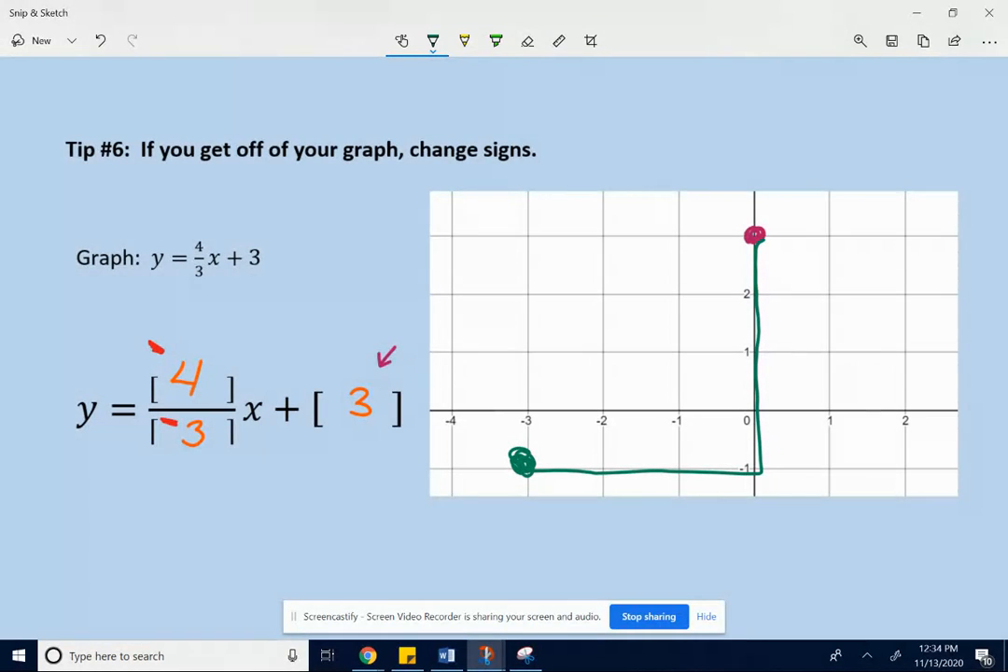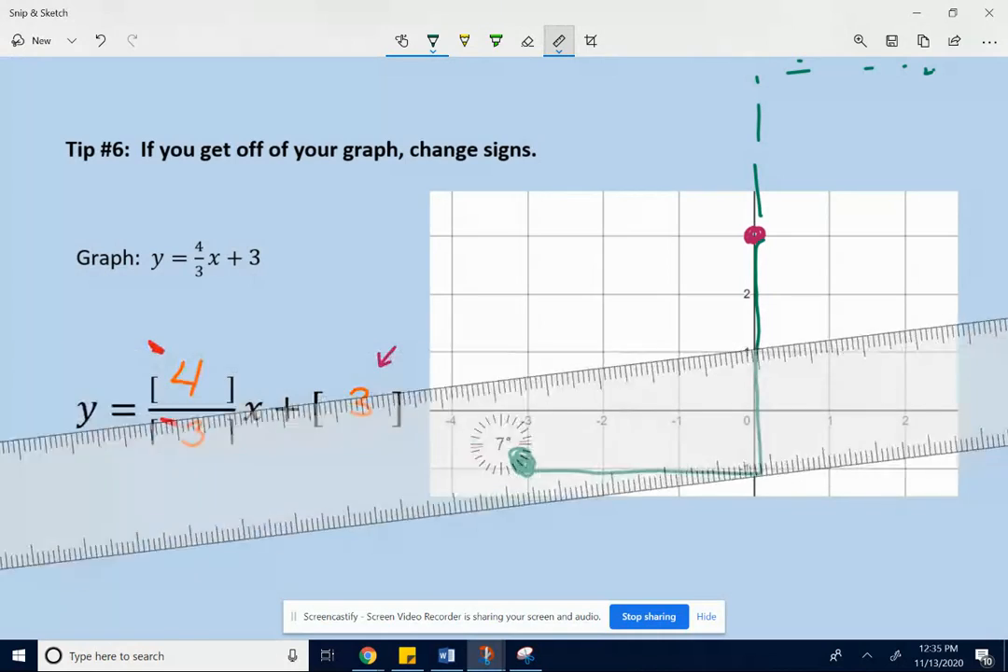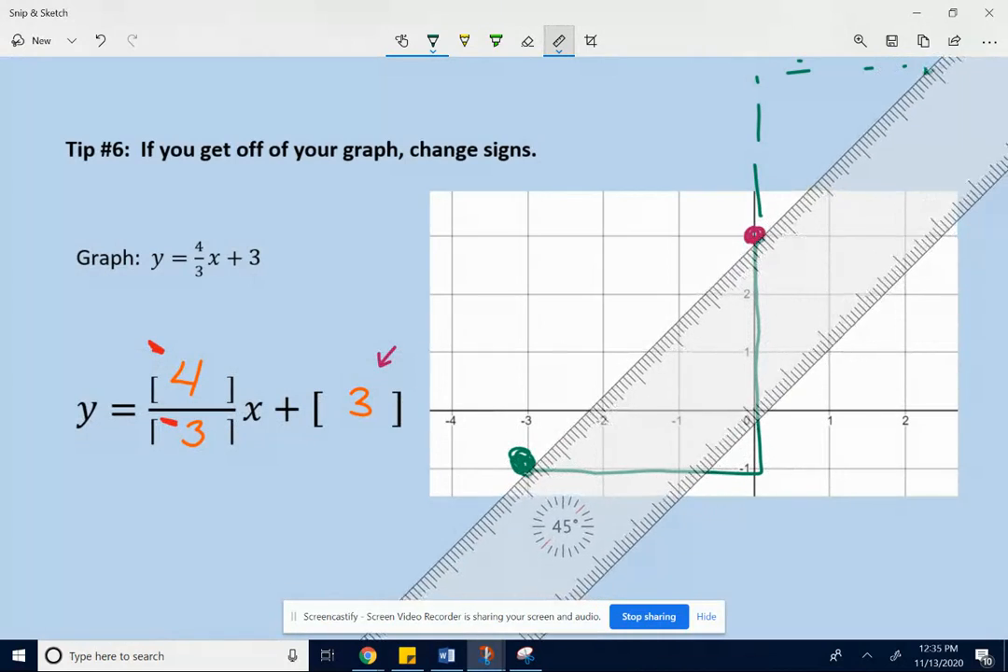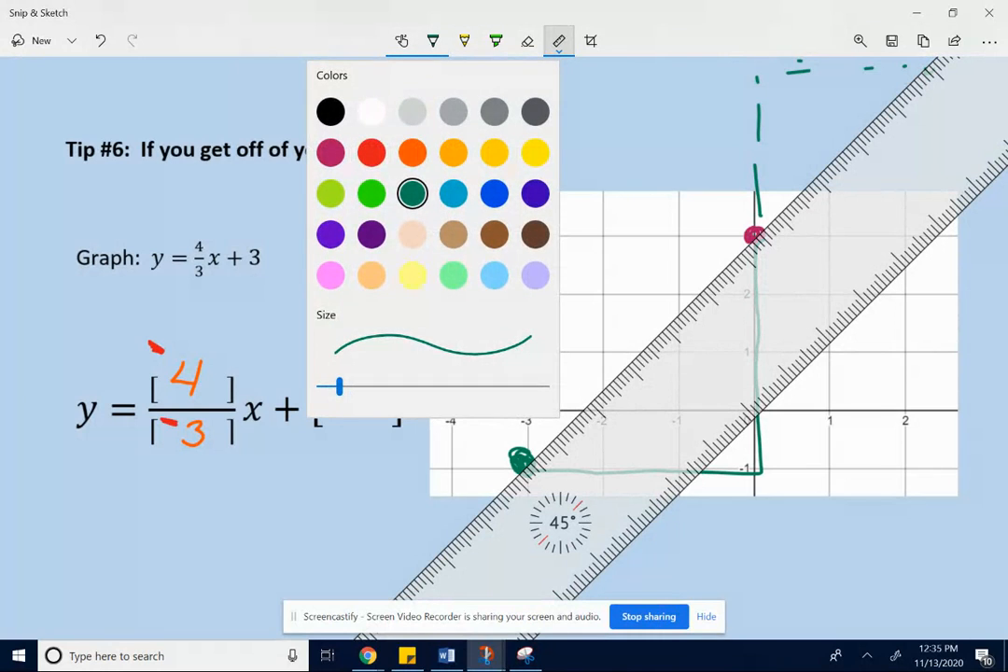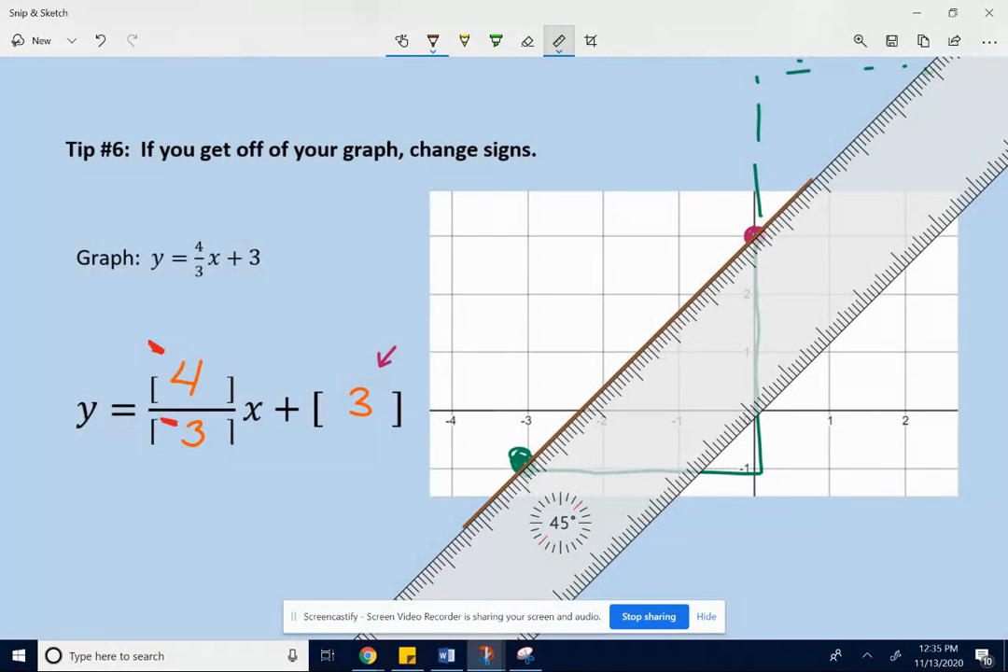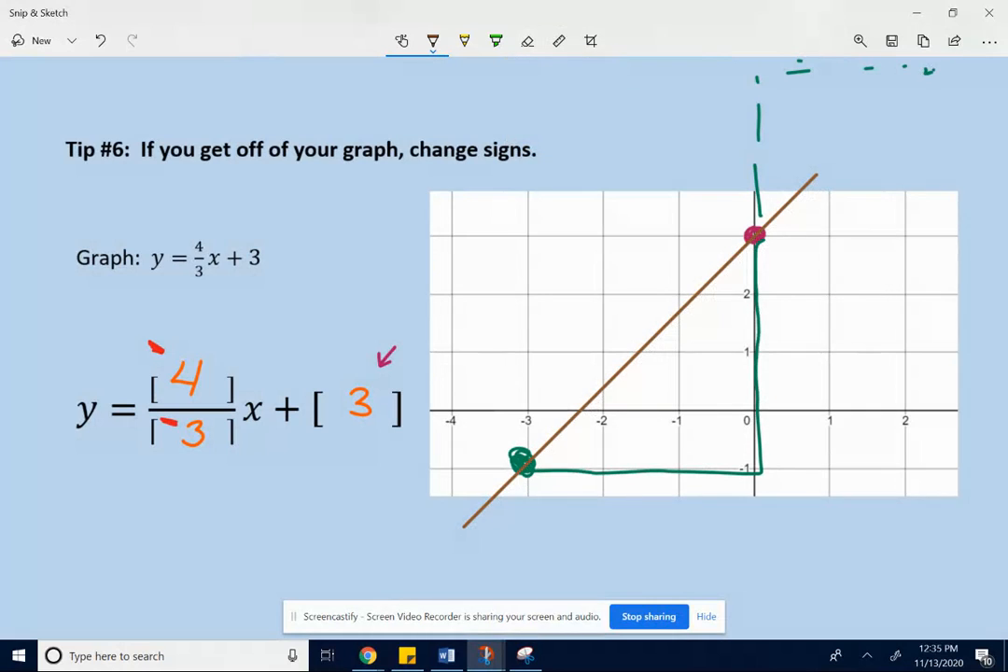And think about this for a minute. If I did go up 4, I'm going to be way off there, and over 3, I promise you that would still be a point on the same graph. It just wouldn't be quite as accurate because we wouldn't have the actual spaces to count. So connect the dots. Show it goes on forever. And we have the line.